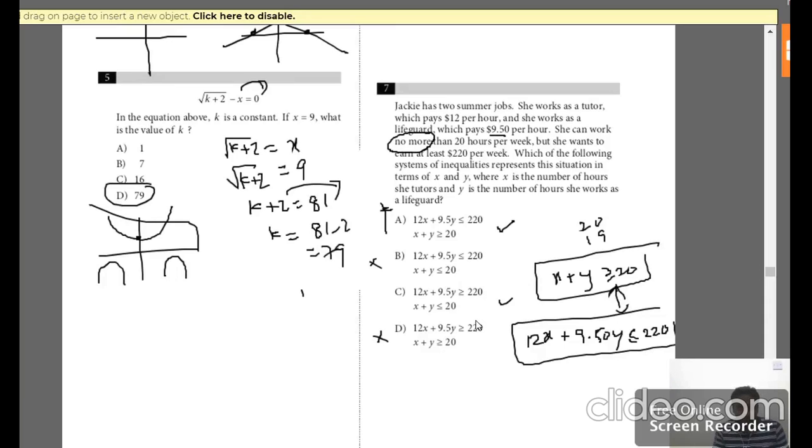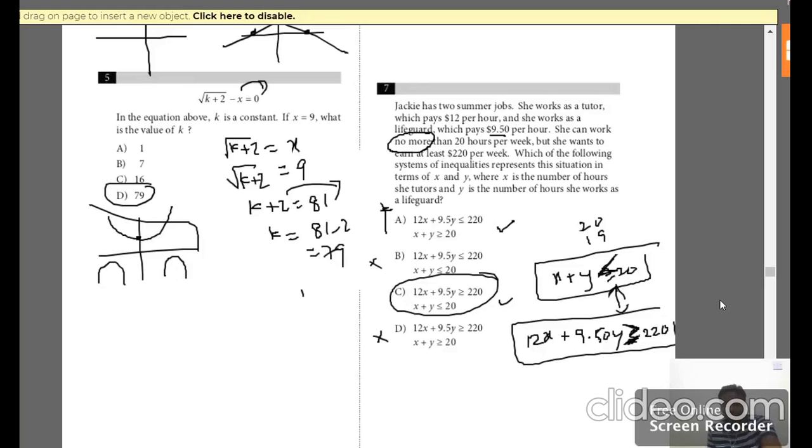So it is option A. If you could see, x plus y is less than or equal to, and it is the at least case. Yeah, no more than means it should be less than or equal to 20. So this one, and at least is nothing but the greater. So this is your option C.